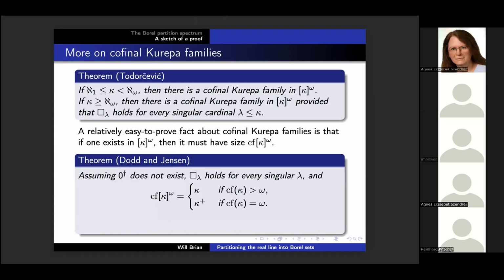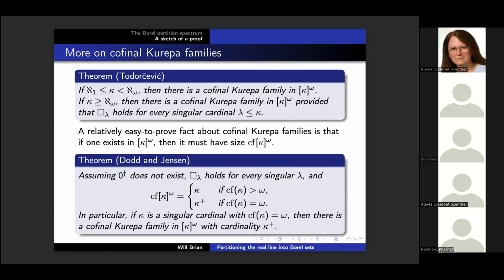Okay. And now we get to this theorem of Dodd and Jensen, or at least I don't know if they ever stated it explicitly, but it follows from all of the inner model theory work that they've done. So assuming zero dagger does not exist, then what happens? Well, then square lambda holds for every singular lambda. So this is what I mentioned earlier, right? That square lambda holding for singular lambda follows from the non-existence of zero dagger. Furthermore, we also have a pretty straightforward way of knowing what the cofinality of this poset is. We just look at the cardinal kappa, and if kappa has uncountable cofinality, then the cofinality of that poset is just kappa. If kappa has countable cofinality, then the cofinality of that poset is kappa plus. But either way, we know exactly what it is.